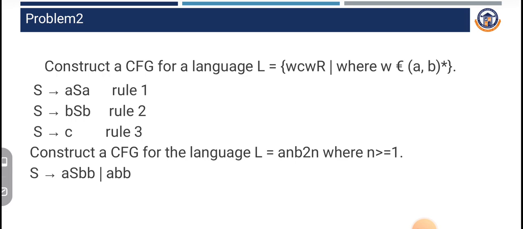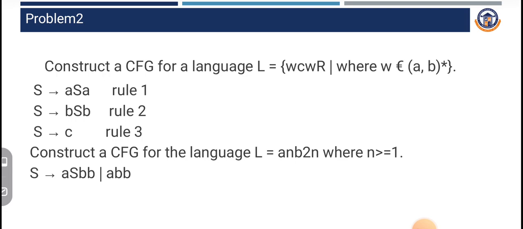Then another example: construct a context free grammar for the language L equal to a power n followed by b power 2n, where n is greater than or equal to 1. So if you want to print a single a, double b's should be printed immediately. That's why we are going to generate a grammar.